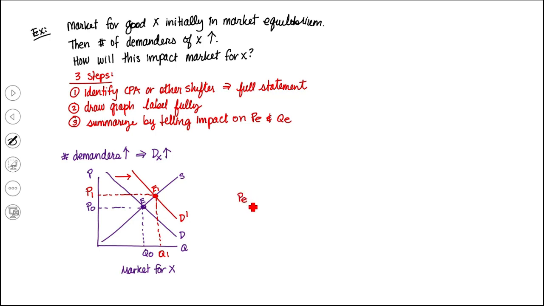So what has happened to equilibrium price, everybody, as a result of this demand shock? Equilibrium price was P0, and now it's P1, so price did what? Went up, right? So you're going to say equilibrium price has gone up. And what about equilibrium quantity? It was Q0. Now it's Q1. Does everyone agree that it's gone up? So this is the answer.